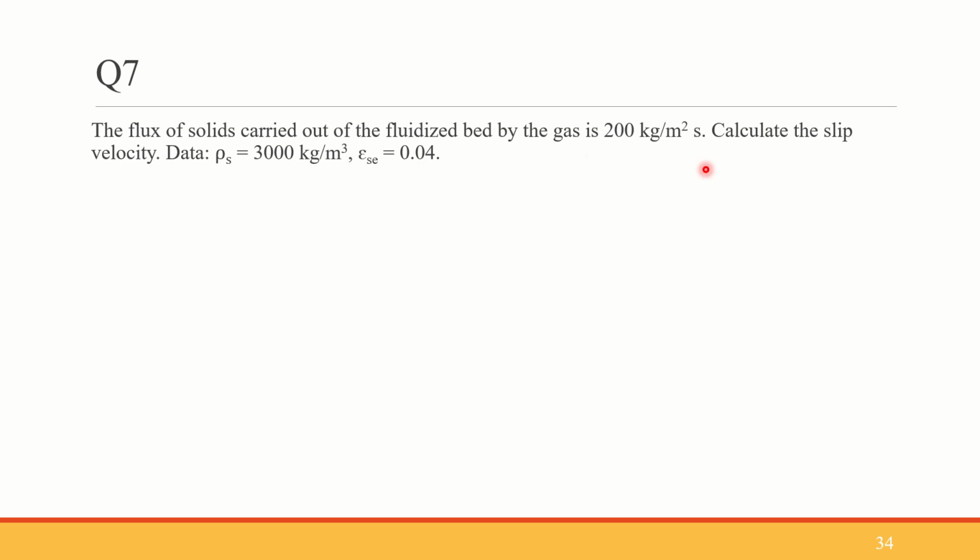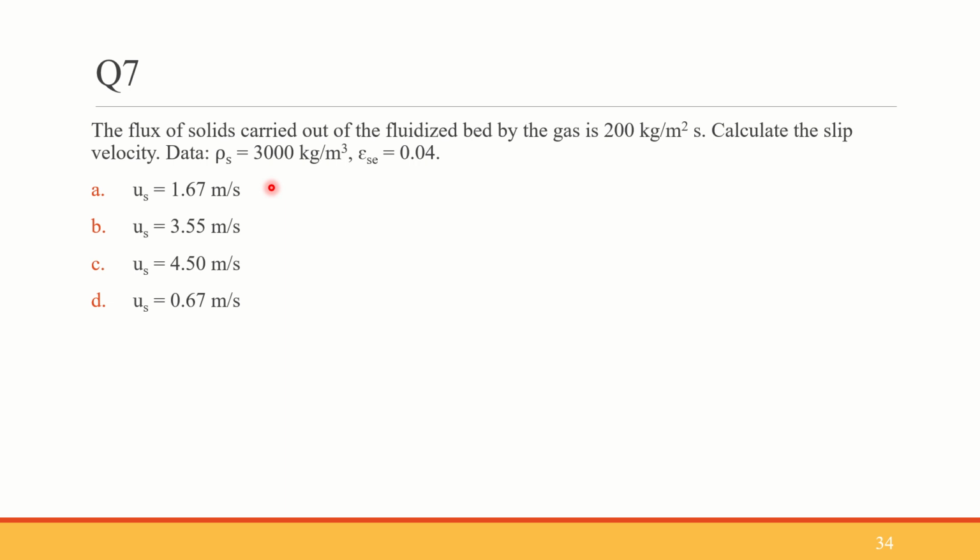Calculate the slip velocity. So we are given the density of solids as 3000 kg per meter cube and epsilon SE is 0.04. And the options are: option A, 1.67 meter per second. Option B, 3.55 meter per second. Option C, 4.5 meter per second. Option D, 0.67 meter per second.